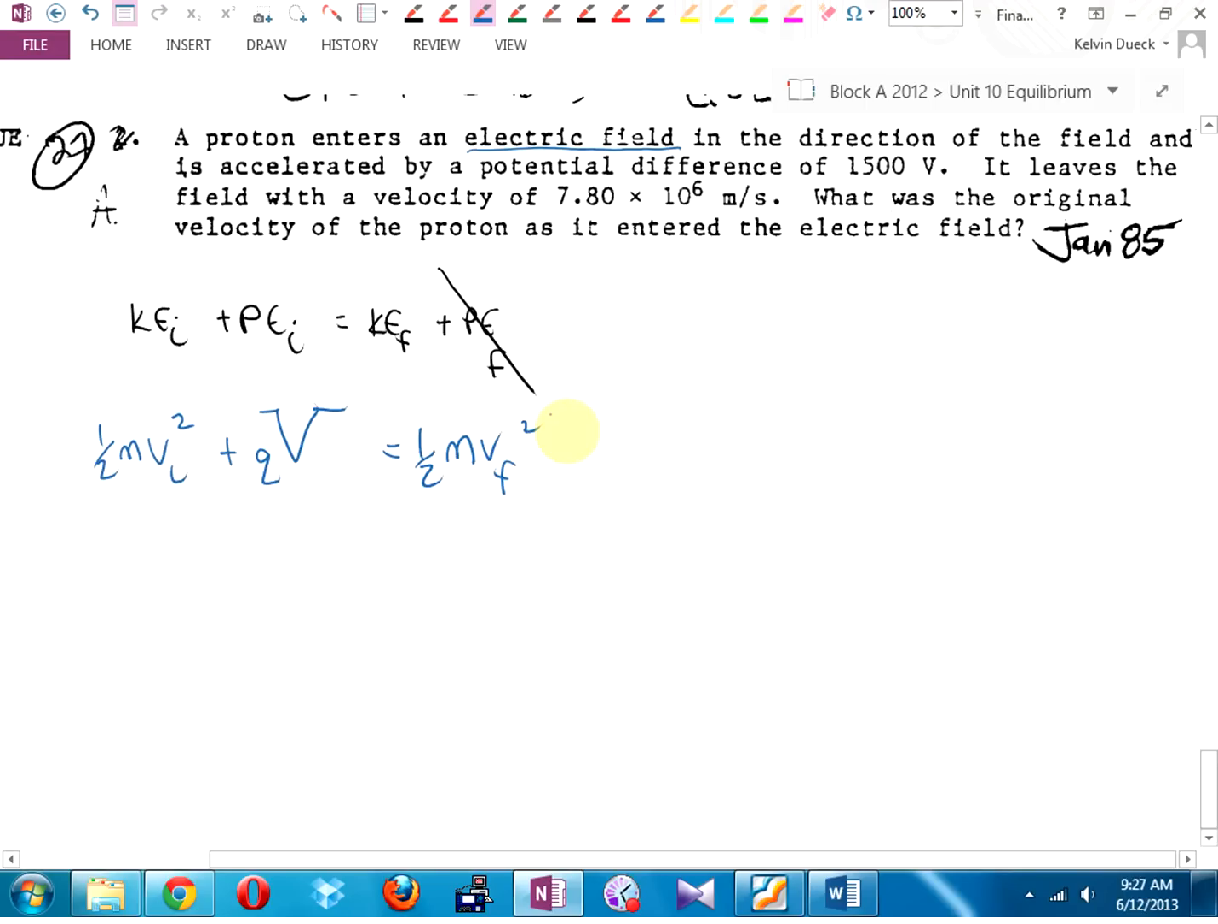What are we trying to find? This is, I think, what I would do. I don't like the 1/2s. I would probably say times by 2, times by 2, times by 2, because that'll cancel, and I'll get a slightly nicer equation. I'll get mV initial squared equals, plus 2qV equals mV final squared. I would argue that looks cleaner. Now what?